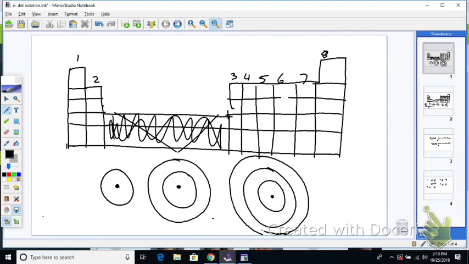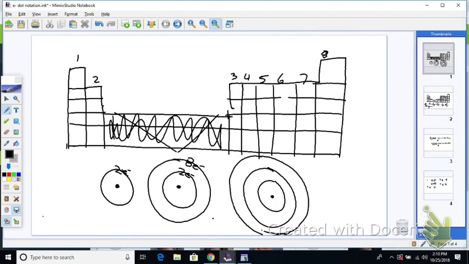So we have just 3 levels we're going to talk about. Now the first level only holds 2 electrons. Okay, that's all it can hold. So the first level can only hold 2. And then the second level, we know how many the second level holds. 8.